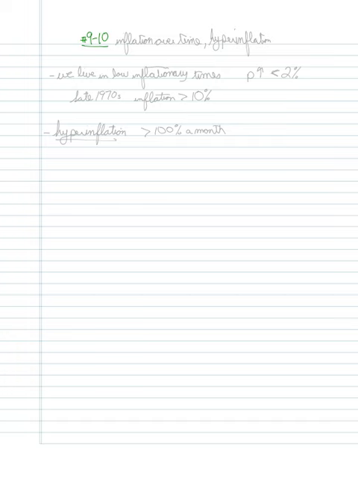So now I want to look at inflation over time and return back to the issue of hyperinflation. Quite simply, we live in low inflationary times. Prices are increasing less than 2%, which is why, to some extent, maybe you think that this chapter isn't that useful.